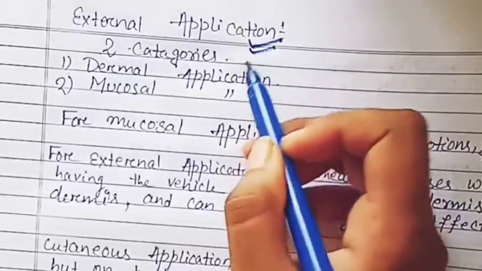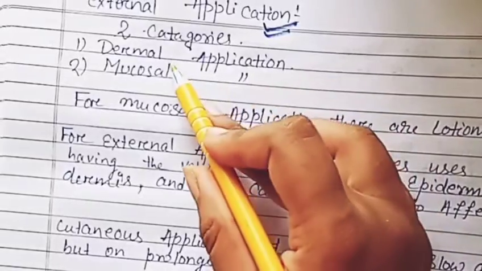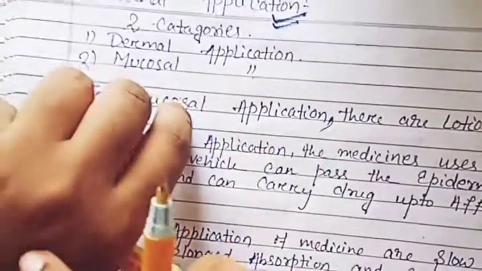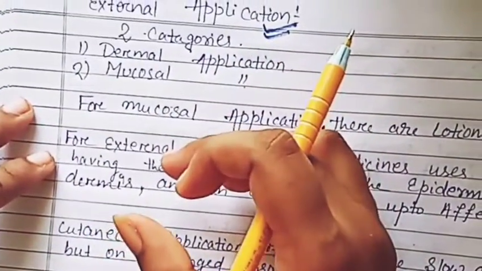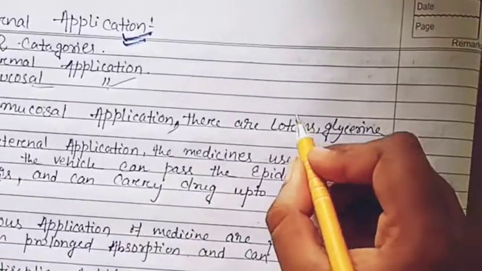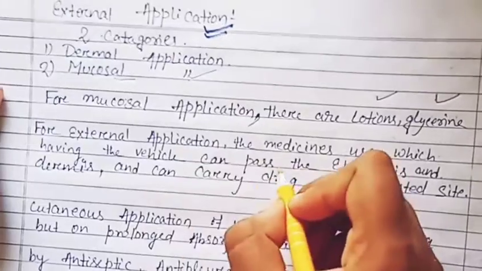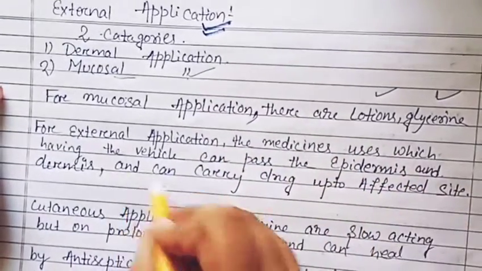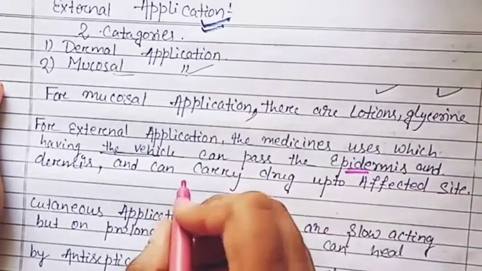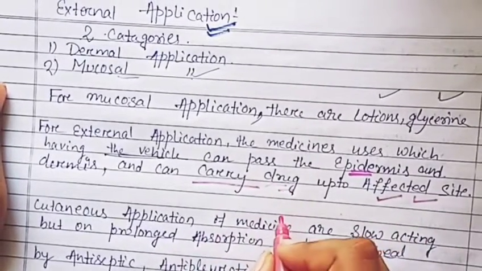Then external application, which is also the last category, where we use the medicine in two ways, dermal or mucosal. Dermal means on the skin, and mucosal means the lining of any visceral organ. The mucous lining is known as mucosal application. In mucosal application we use lotion and glycerin, but for external application such as dermal, we use medicine whose vehicle can pass the epidermis easily and carry the drug up to the affected site.